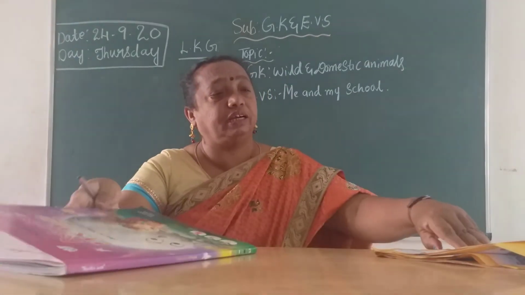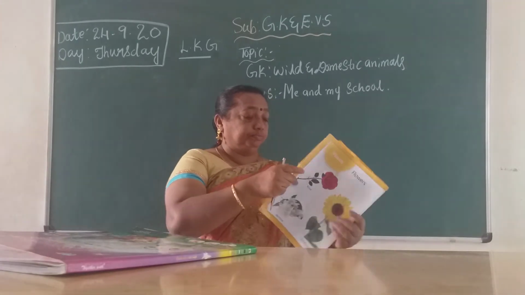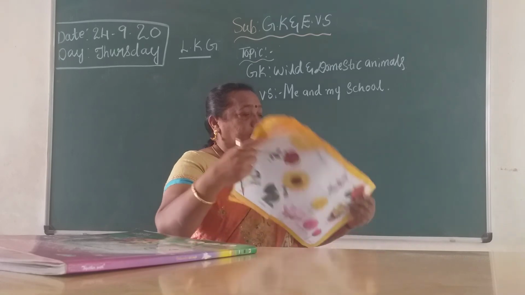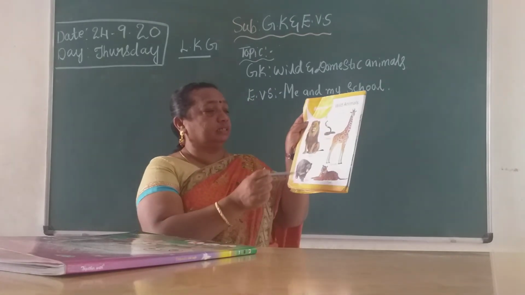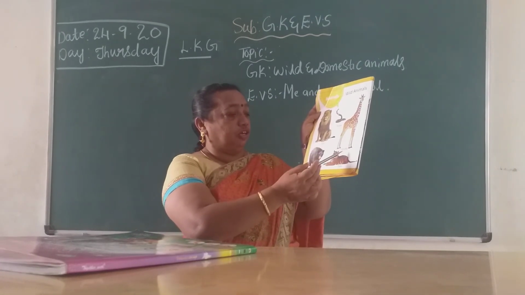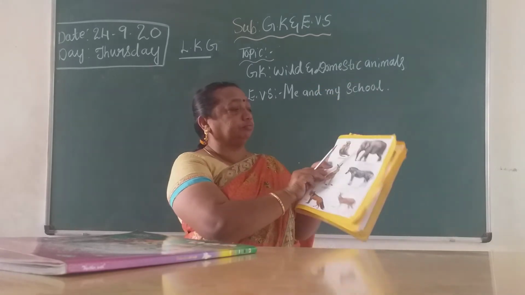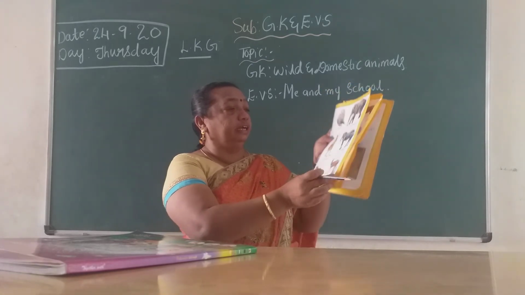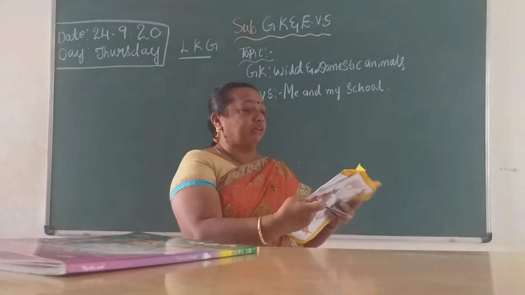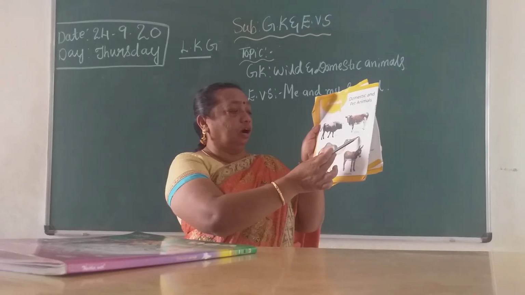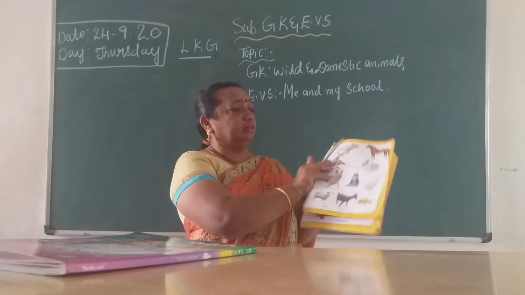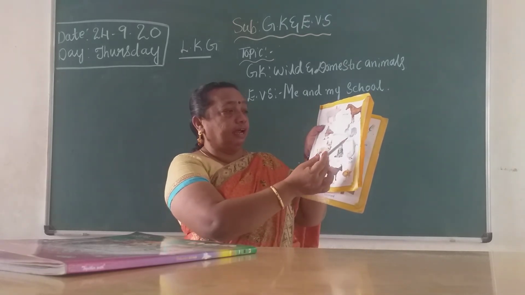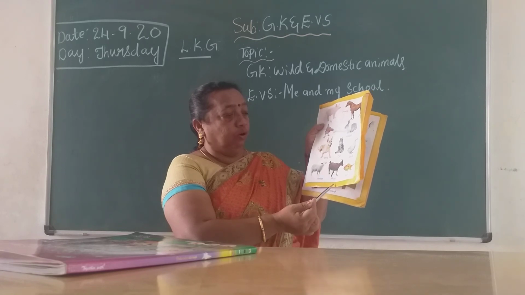Once again I'll teach you wild and domestic animals, children. See children, what are these? Wild animals. Lion, snake, giraffe, bear, tiger, monkey, elephant, kangaroo, zebra, fox, deer. Now domestic and pet animals. Ox, cow, camel, donkey, pig, horse, hen, dog, cat, rabbit, duck, sheep, goat, fish.